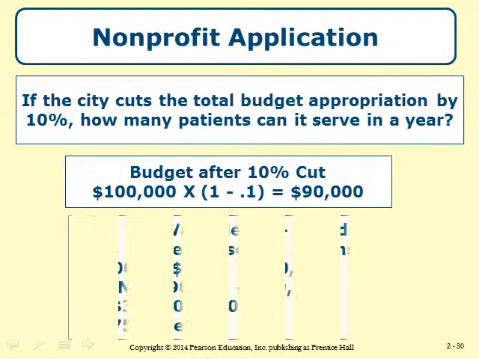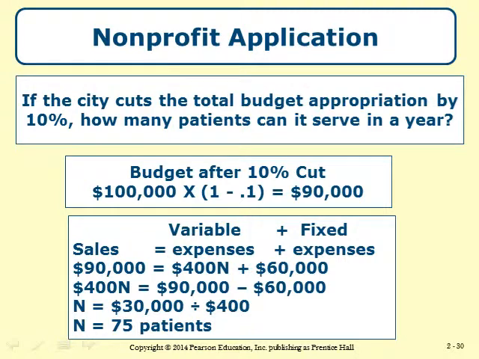So now suppose the city cuts the total budget appropriation for the following year by 10%. Fixed costs are going to be unaffected, but service will decline. The percentage reduction in service is 100 minus 75 divided by 100, or 25%, which is more than the 10% reduction in the budget. Unless the city restructures its operations, the service volume must fall by 25% to stay within budgets.